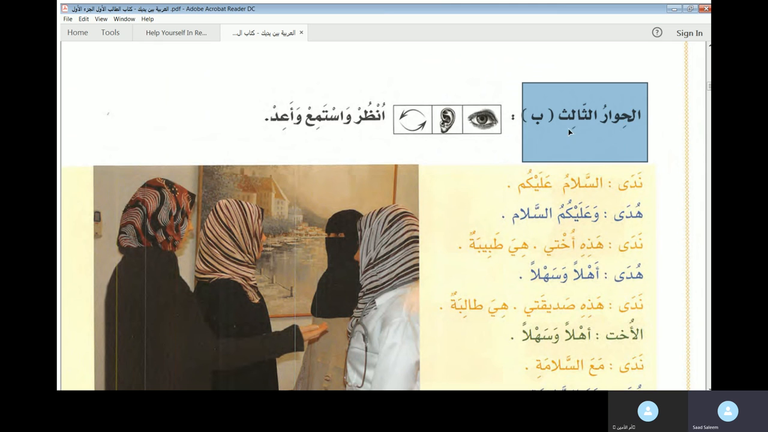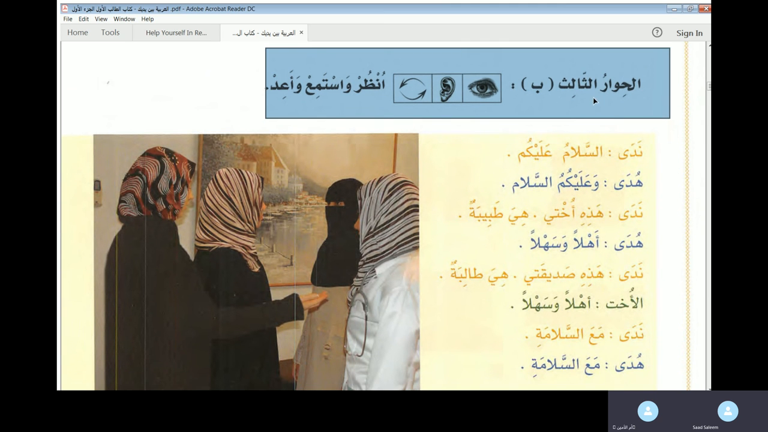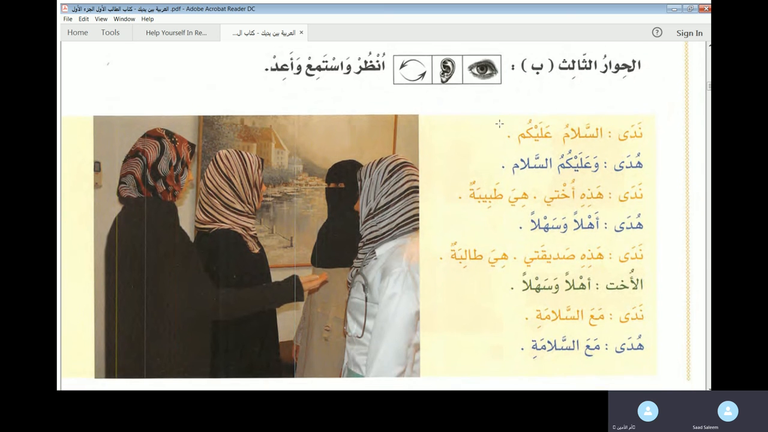Al-hiwar al-thalith, part B. Read this. Al-hiwar al-tali, the next dialogue. Al-hiwar al-thalith. What does it mean in English again? Third dialogue. Thalith means third. Hiwar means dialogue. Al-hiwar al-thalith, third dialogue, part B.